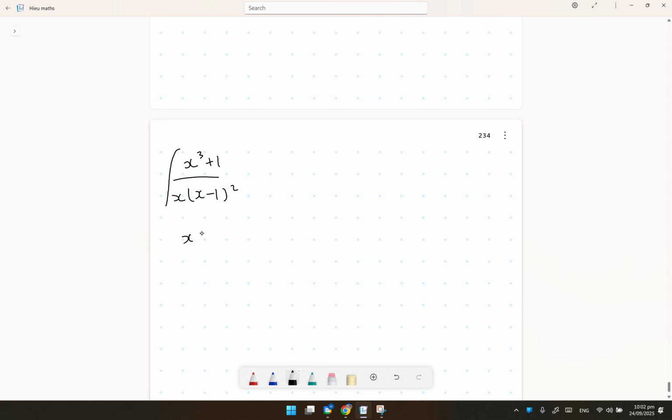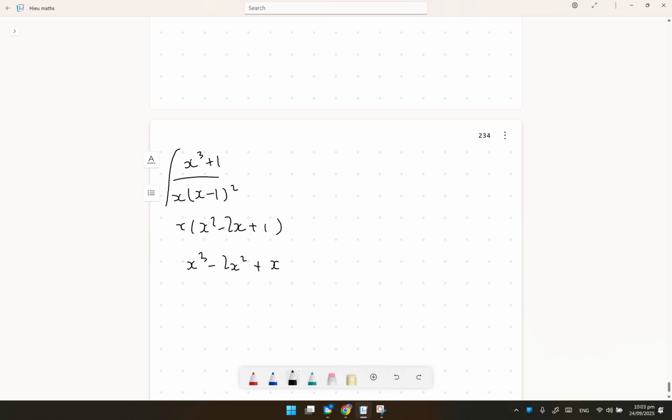If we expand this out, first of all, let's look at the square. That's x squared minus 2x plus 1 multiplied by x. And now it's going to be x cubed minus 2x squared plus x. So actually, these are going to be the same degree. And so you can actually do long division.